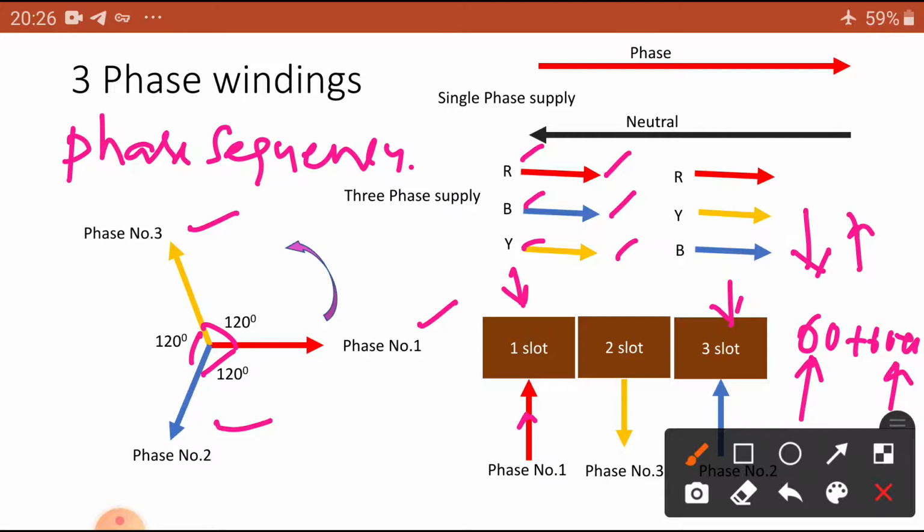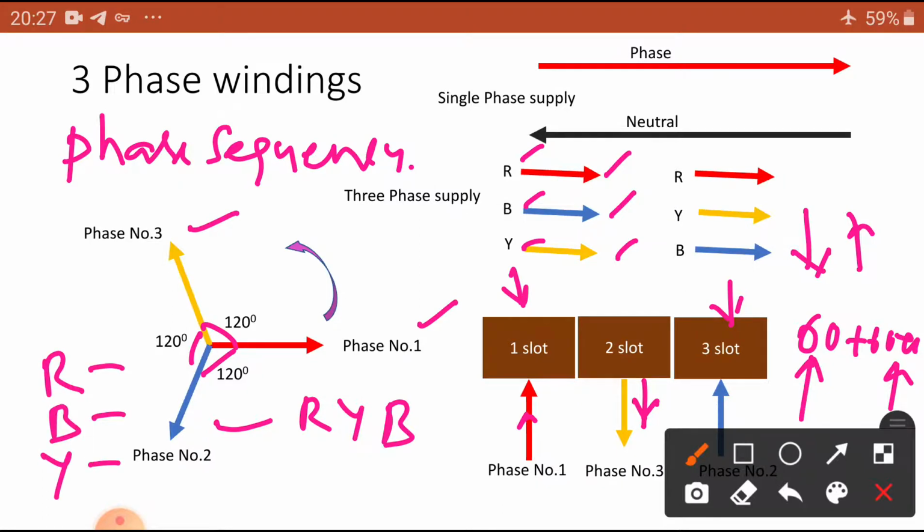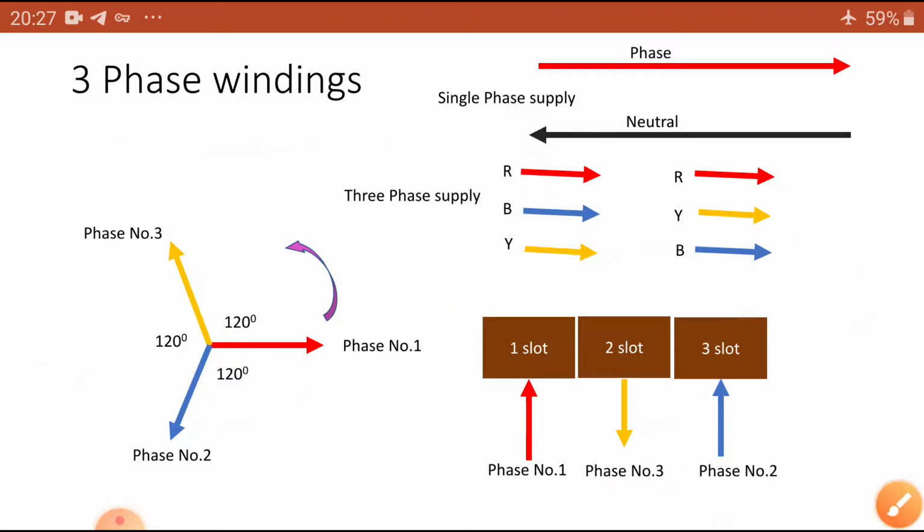So we give the third slot for the second winding, and the third one, instead of going this way, we connect in a reversed connection, such that we exchanged here. Dear students, don't get confused about R, Y, B. Actually R, B, Y is the phase sequence, 120 degrees apart. Instead of that, I changed it, and the R, Y, B phase sequence changed. You can see the clarity here.